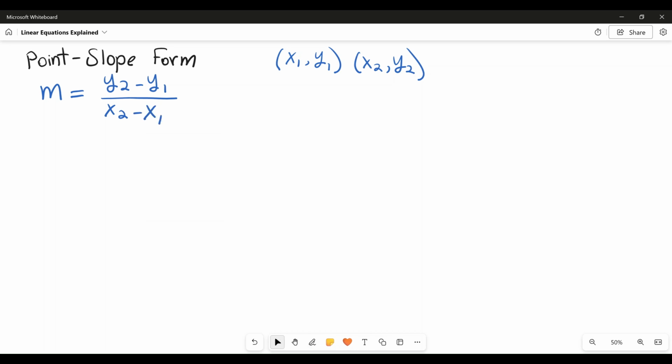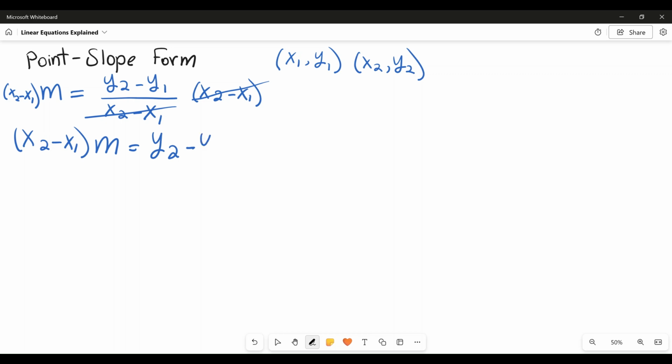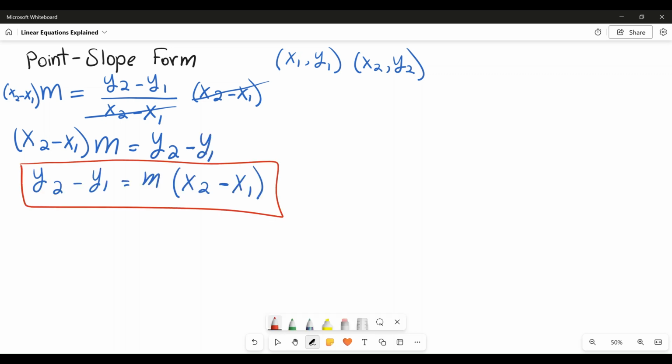Now to get the point-slope form, all you have to do is multiply each side by x2 minus x1. This cancels out, and then you have x2 minus x1 times m equals y2 minus y1. This is your point-slope form.